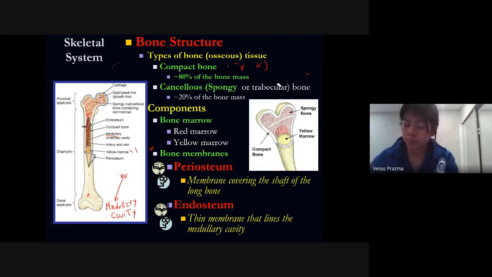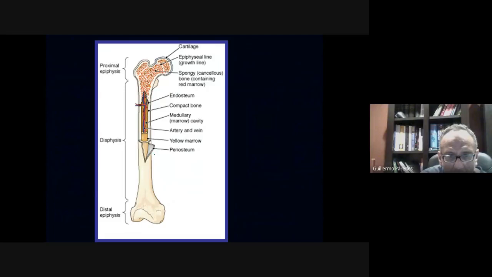All right. So here we have the periosteum again. The endosteum is not seen here. They were lazy to draw it here. I'm going to draw it myself. So this brown background here is the medullary canal. And here on the lining is where you're going to have the membrane that is called the endosteum. Endosteum. Okay, we got it?